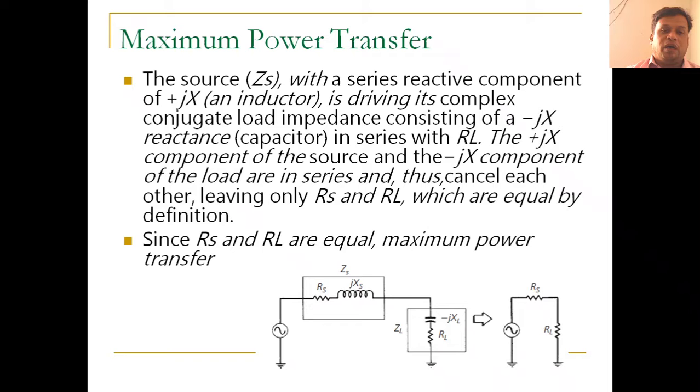So the jX components in series cancel each other, leaving only RS and RL, which are equal, as per the definition of maximum power transfer. Since RS and RL are equal, maximum power transfer occurs, and the reactive components get cancelled, leaving only RS and RL as shown in the circuit below here.